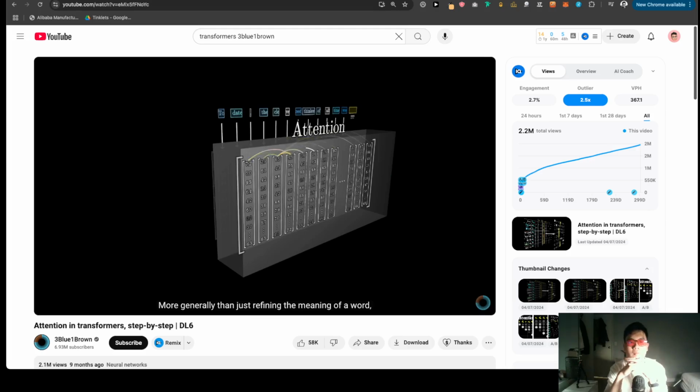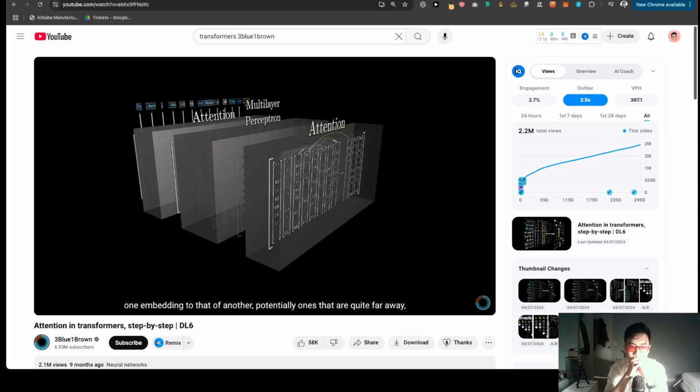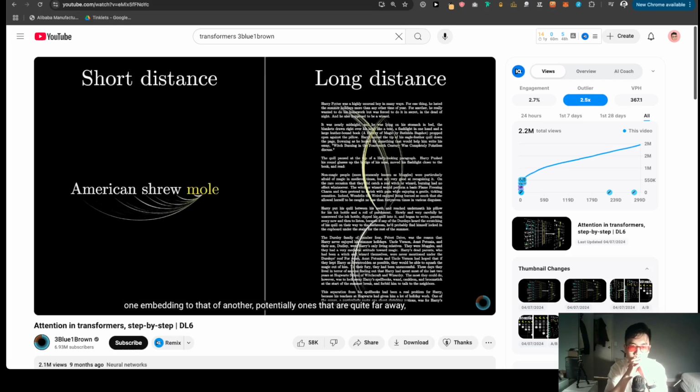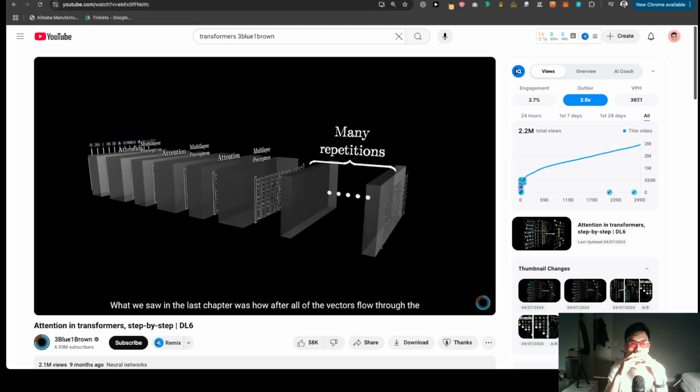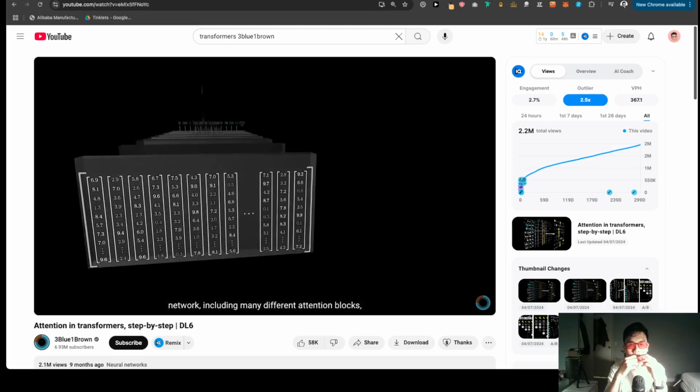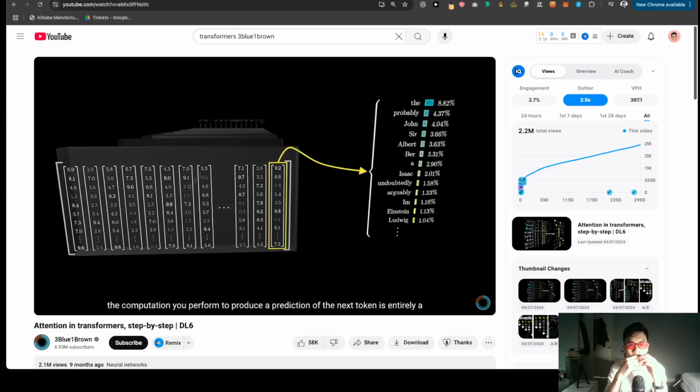More generally than just refining the meaning of a word, the attention block allows the model to move information encoded in one embedding to that of another, potentially ones that are quite far away, and potentially with information that's much richer than just a single word. What we saw in the last chapter was how after all of the vectors flow through the network, including many different attention blocks, the computation that you perform to produce a prediction of the next token is entirely a function of the last vector in the sequence.